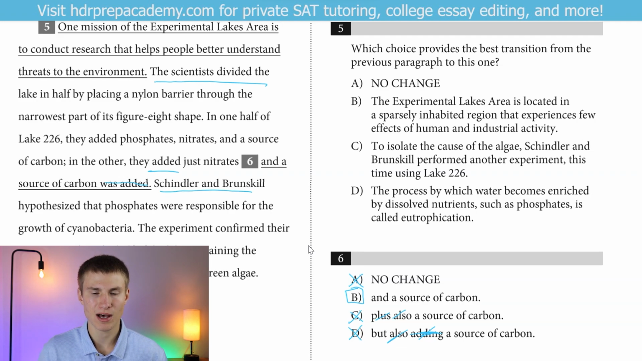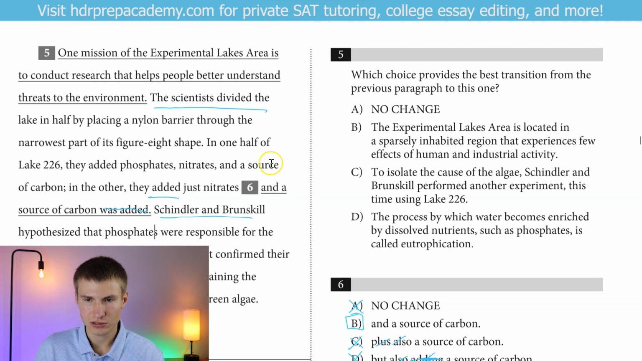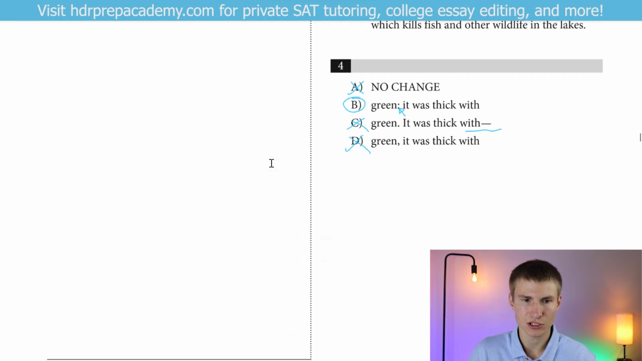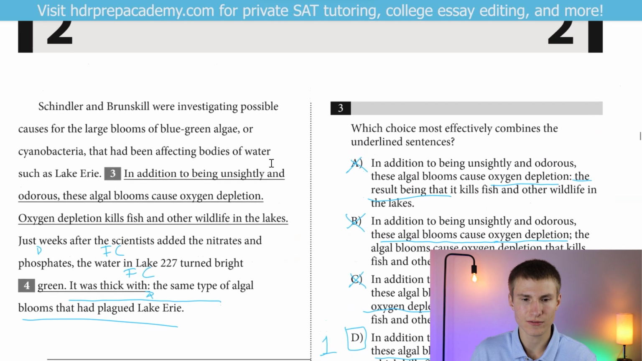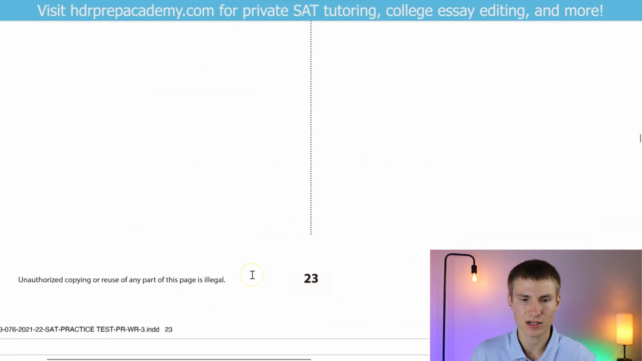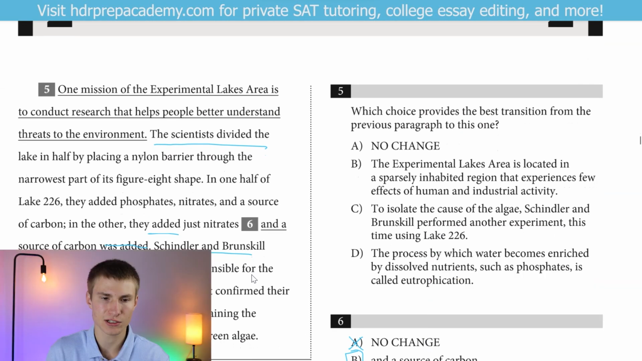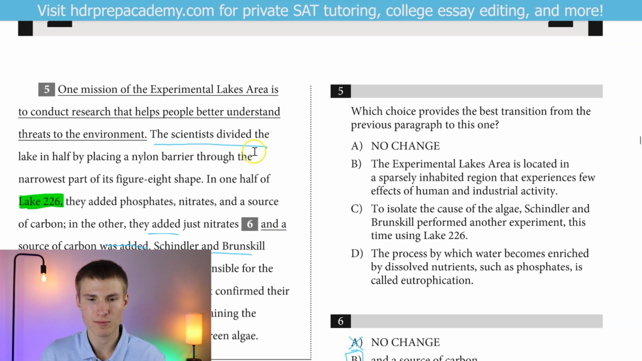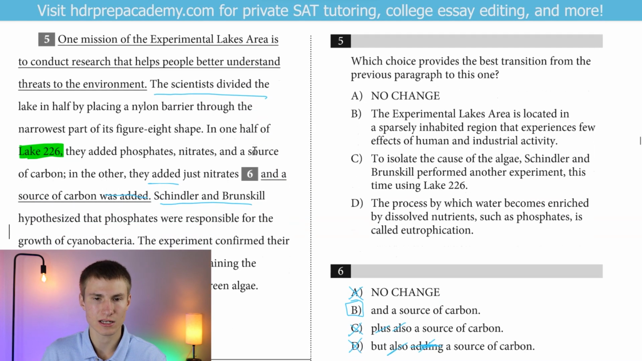We have Schindler and Brunskill hypothesized the phosphates were responsible for the growth of cyanobacteria. So as we can see here, the big thing that we have going on is that it looks like we are potentially shifting from a discussion of, I believe we're talking about Lake 227, yep, in this previous paragraph. Okay, I'll go ahead and highlight that for you in green. We see that we were talking about Lake 227 in our previous paragraph. Now we're transitioning into a discussion of Lake 226. So we need to make sure that we make this transition very clear, because otherwise it could get confusing.